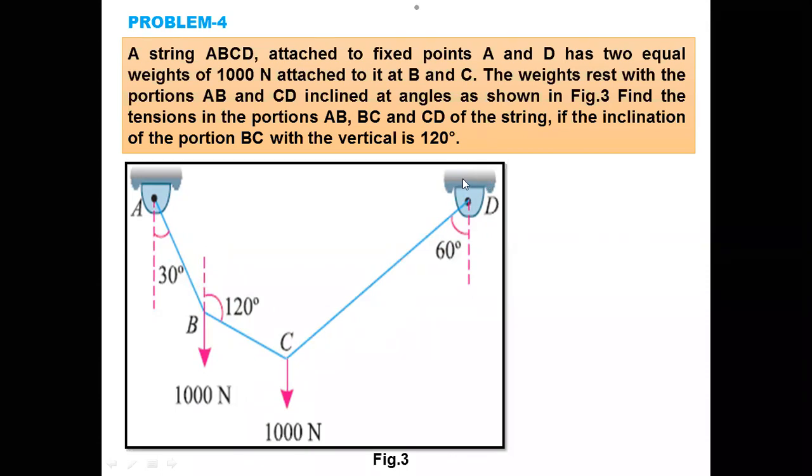So determine what is the tension at the portion AB, BC and CD. So how does the free body diagram look? The free body diagram looks like this. If you consider point C, there is a string which has been led towards the D point, that is CD. At D, the string makes an angle of 60 degrees with respect to vertical.